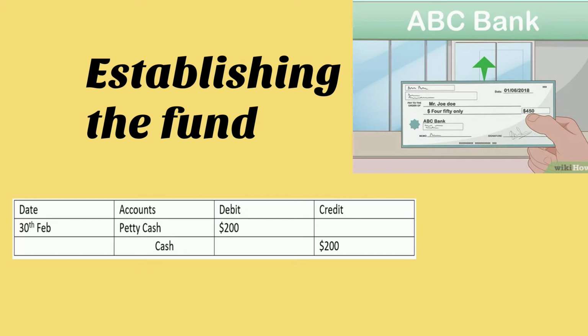Establishing the fund is the process of writing a check for the amount of the fund, cashing it and placing it under the care of a designated employee, which can be a manager. We then establish the fund by recording a journal entry.